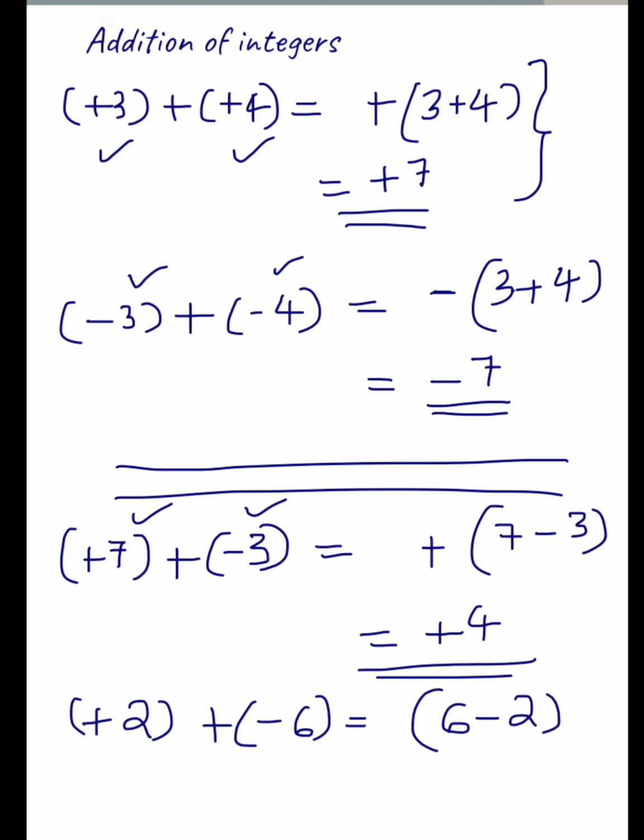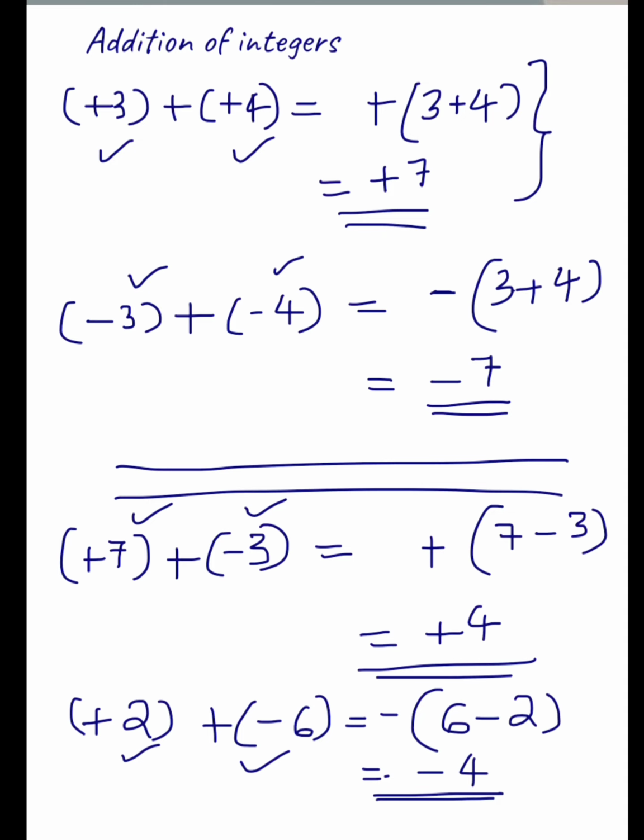Okay, then you have to put the sign of the bigger number. What is the bigger number? Which is the bigger number of these two, 2 or 6? 6 is the bigger one. And what is the sign of it? Minus. So you will get minus 4. Okay, 6 minus 2 is 4 and the sign is minus. So here also you have to just subtract 2 from 6, then you will get 4 and put the sign of the bigger number. The bigger number is 6 here, and what is the sign of 6? It is minus. So you will get minus 4.